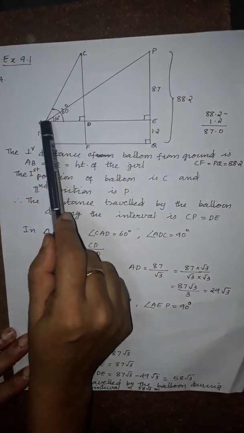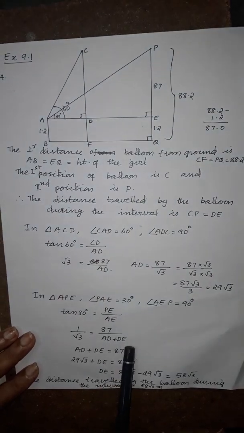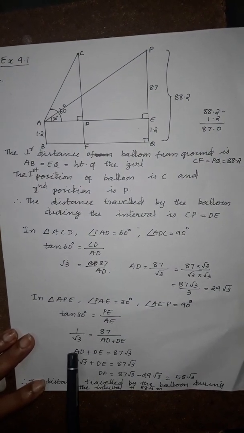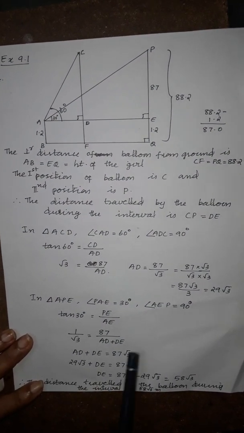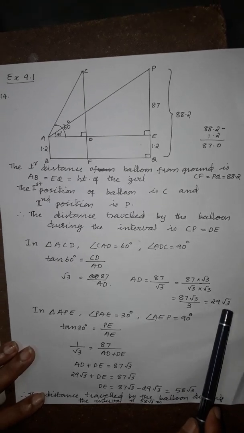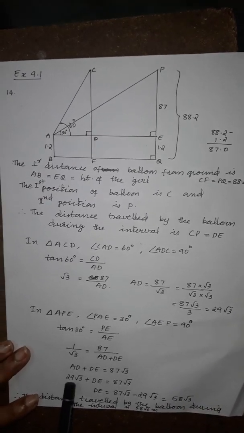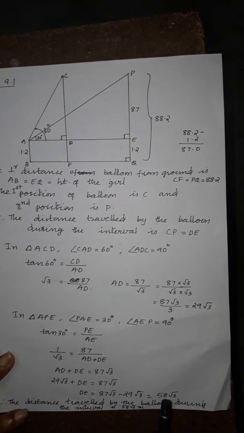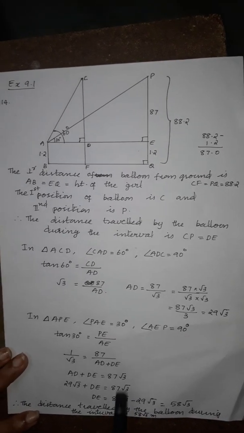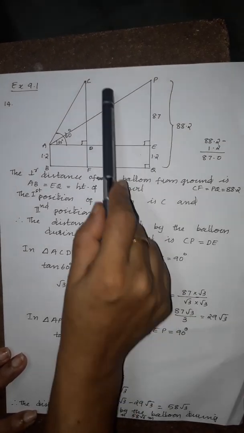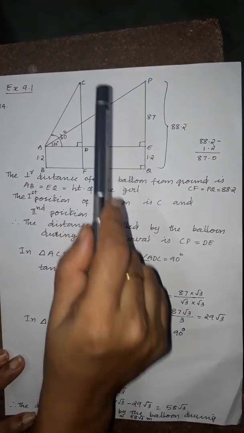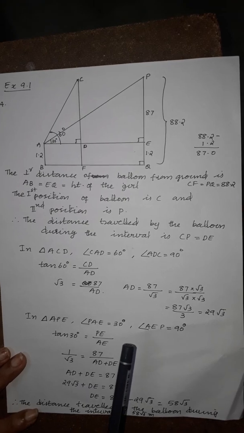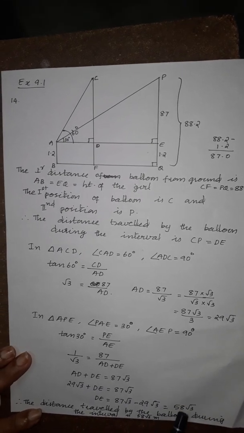AE can be written as AD plus DE. By cross multiplication, AD plus DE is equal to 87 root 3. But AD we found as 29 root 3. We write that and take it to the right side. That is 87 root 3 minus 29 root 3, which is 58 root 3. So we got DE as 58 root 3, which is equal to PC. The distance travelled by the balloon during that interval is 58 root 3.